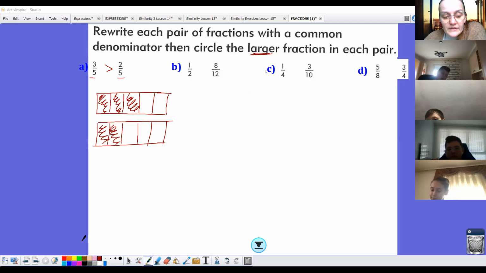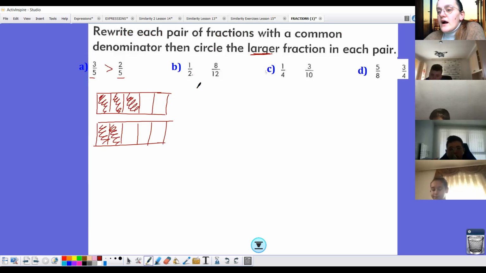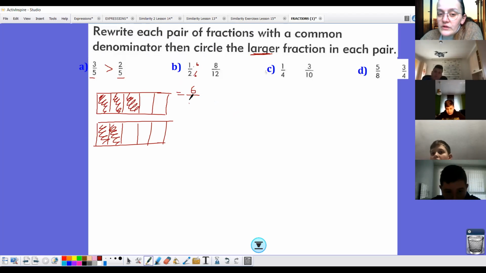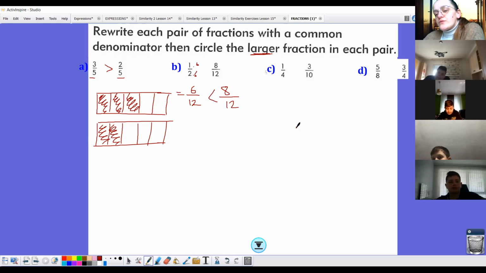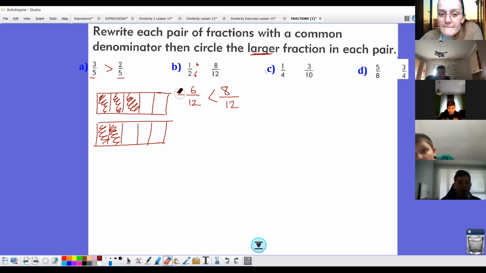Or, what we said, our method here: if we do it like this to have common denominators, how do we get a common denominator here? 2 times 6 equals 12. 1 times 6, so 6 out of 12. Here we'll have 6 out of 12, and 8 out of 12. So 8 out of 12 is bigger than 6 out of 12. See what we do?